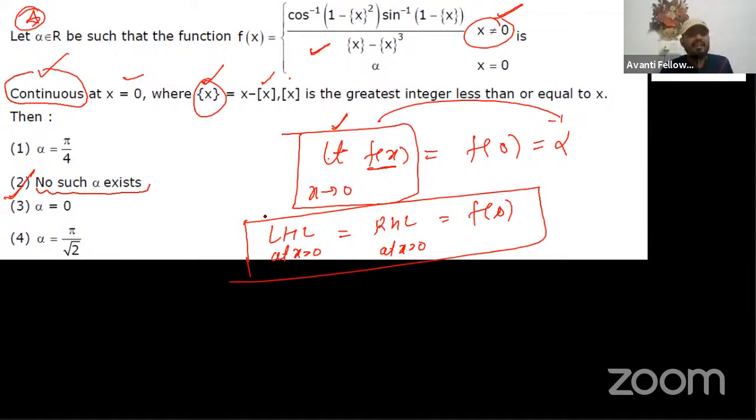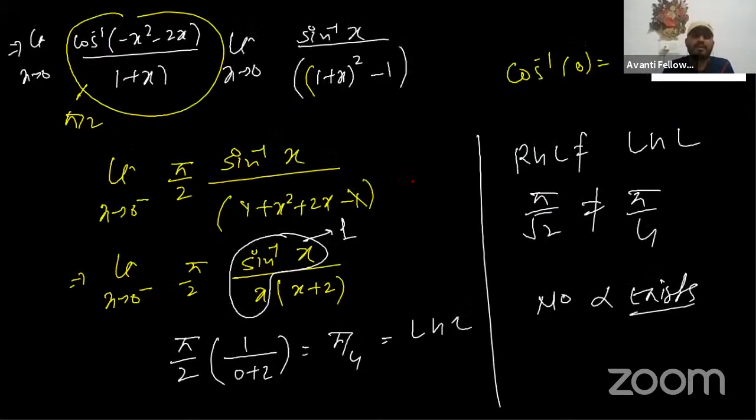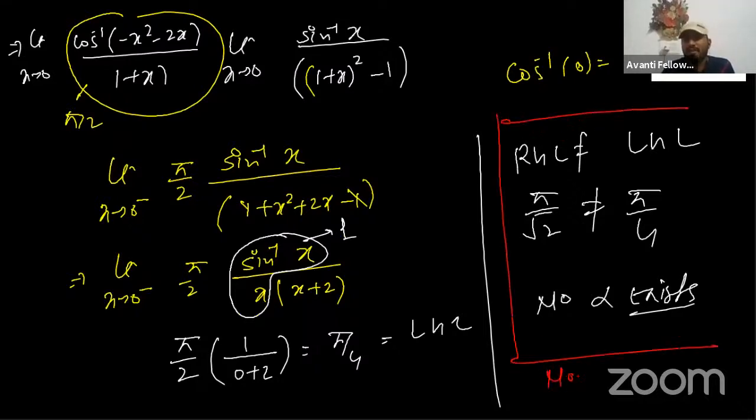Why? This is a non-removable discontinuity. Absolutely, because your left hand limit is not equal to right hand limit. This is a non-removable discontinuity.